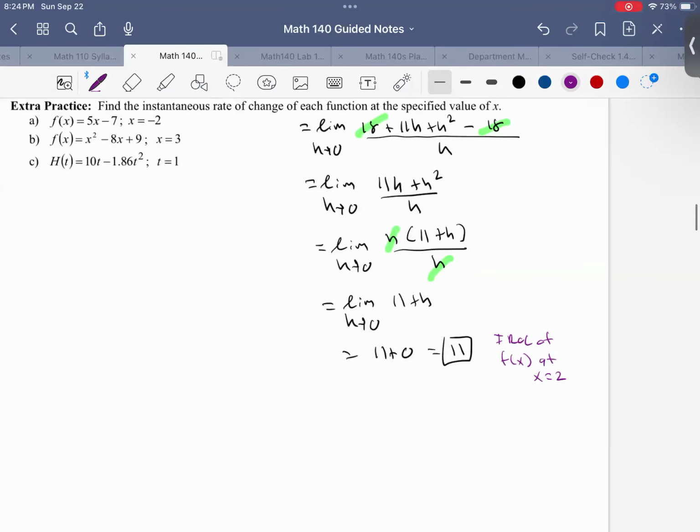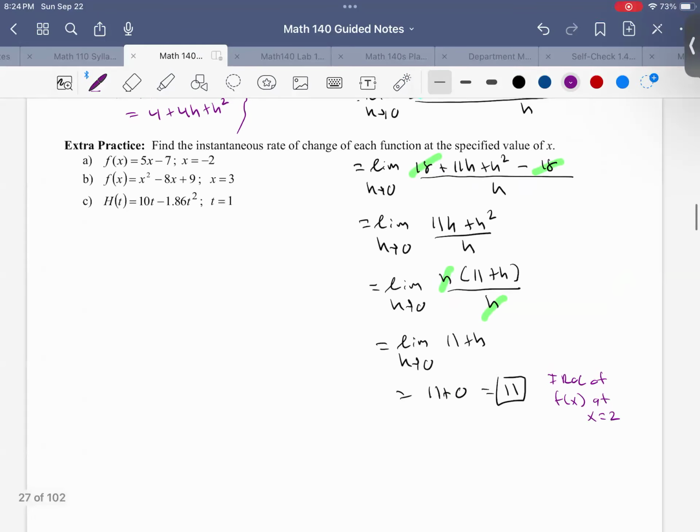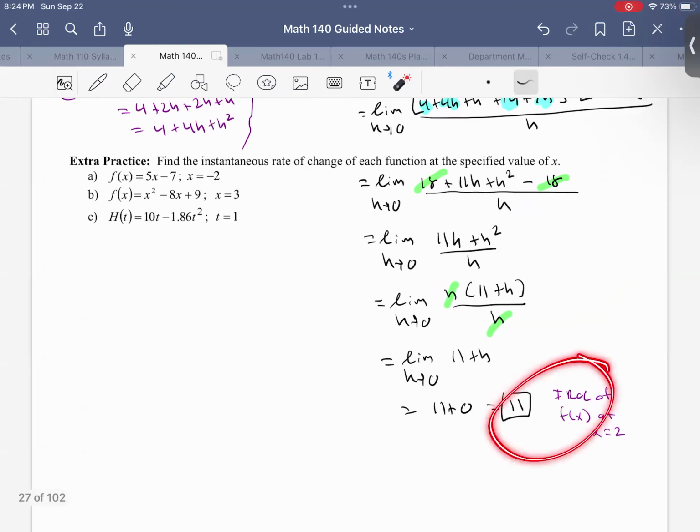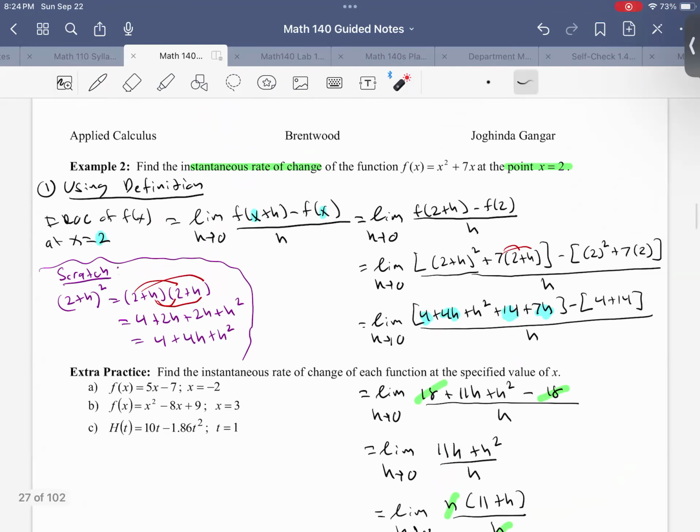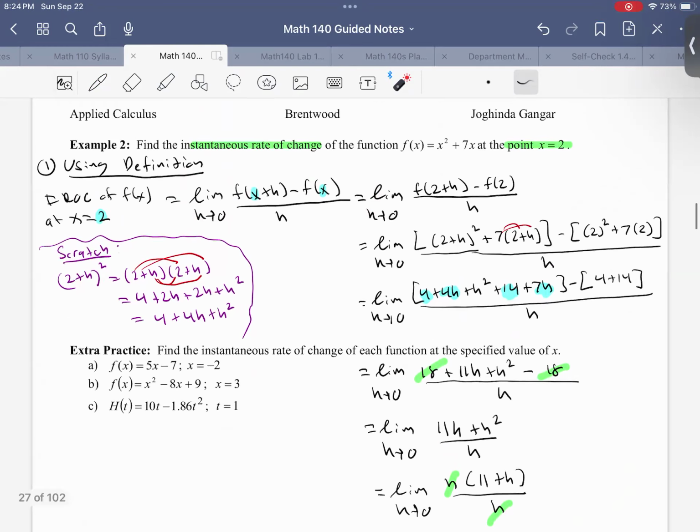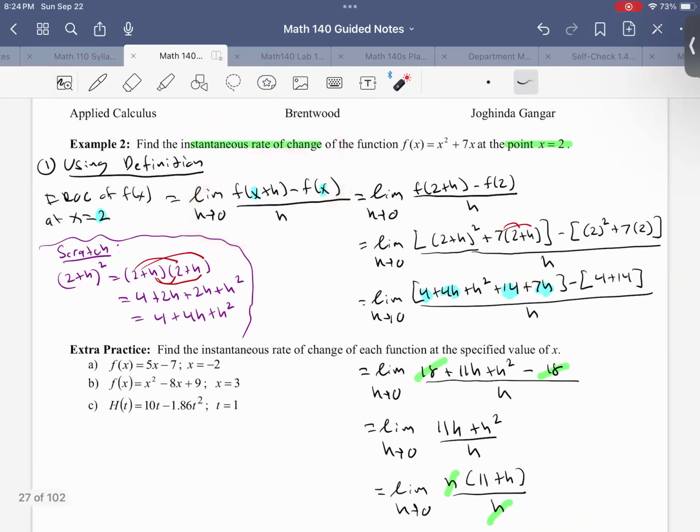Okay, so that is how to find the average or instantaneous rate of change using the definition of derivative, right? This limit definition here. But if that is just too confusing to do, a little too abstract for you, and you might not understand completely what's going on.